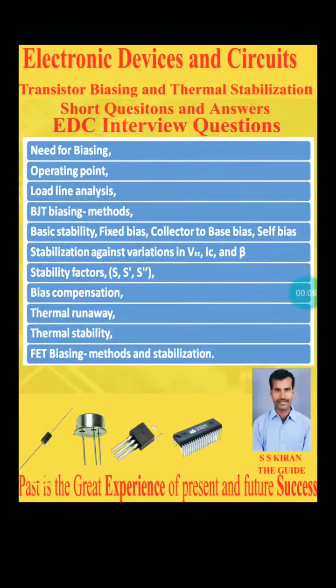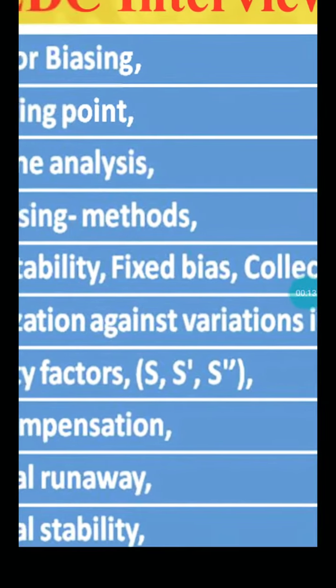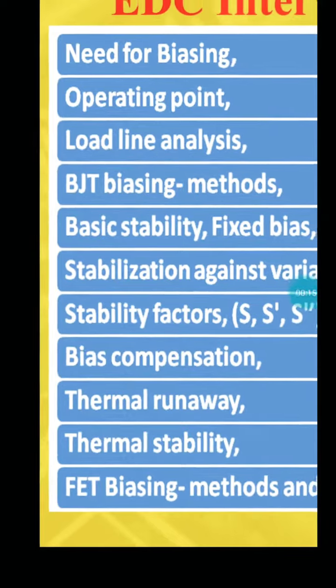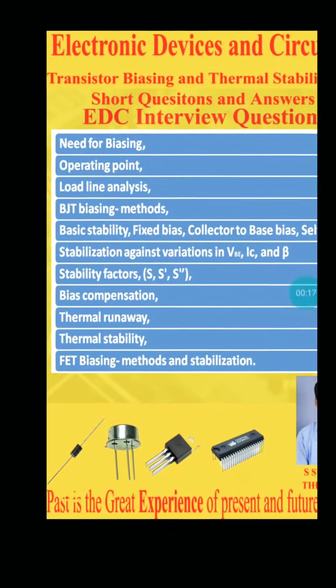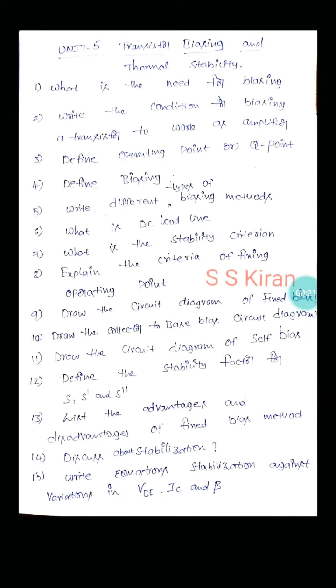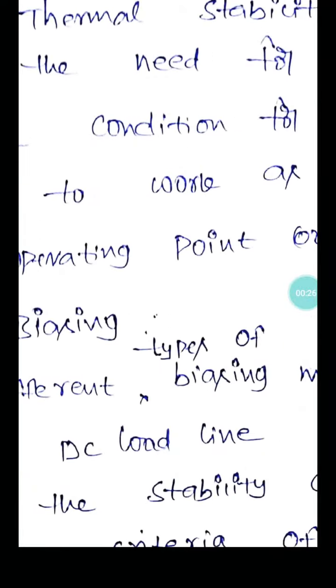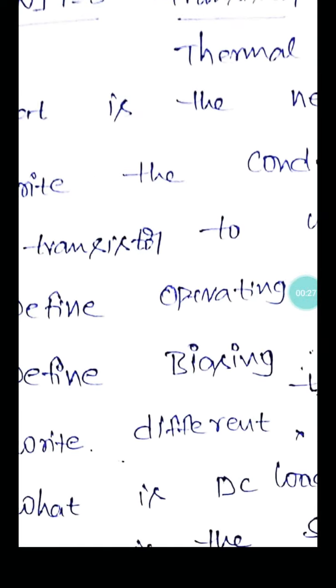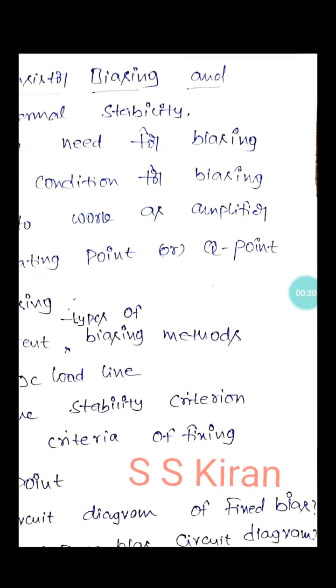I would like to discuss short question and answers in transistor biasing and thermal stabilization. In this chapter, I would like to discuss these topics. Okay, and I will show some questions. You can understand the strength of the questions. I will read randomly. Okay, the first question is, what is the need for biasing?